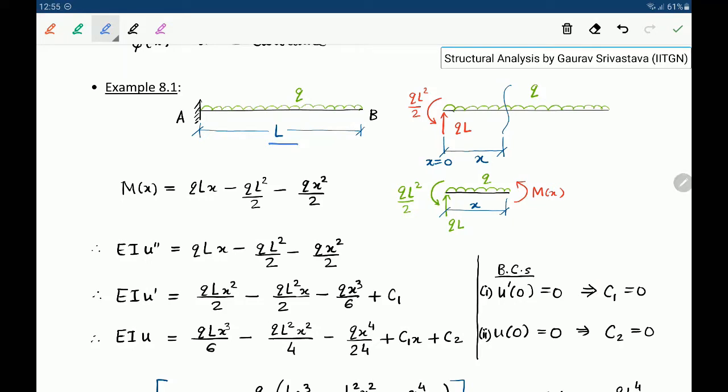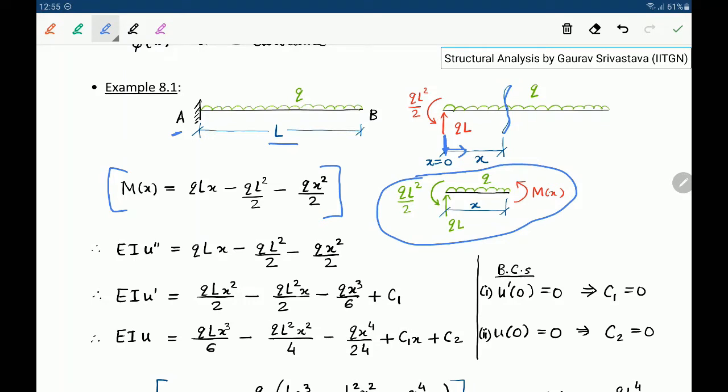right? So for this, we can compute the support reactions, let's say at point A, and then we can consider that this is our origin, and from here x starts. So at an arbitrary section at a distance x from the support A, we can draw its free body diagram, and using the support reactions and support moment, we can write an expression for M as a function of x. So this is how the moment will vary as a function of x if the origin is at A and x goes from left to right, right?